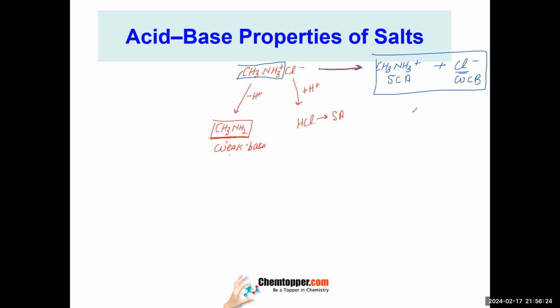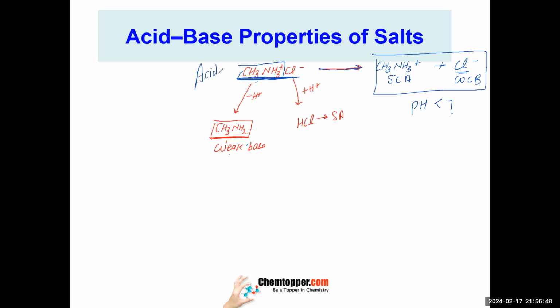So, the pH will be less than 7 or more than 7. Strong conjugate acid is less than 7. Very good. So this salt is acidic or basic? It is acidic. Acidic. Prove it.